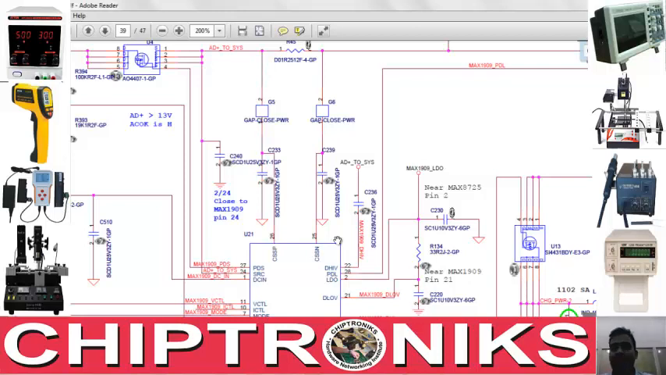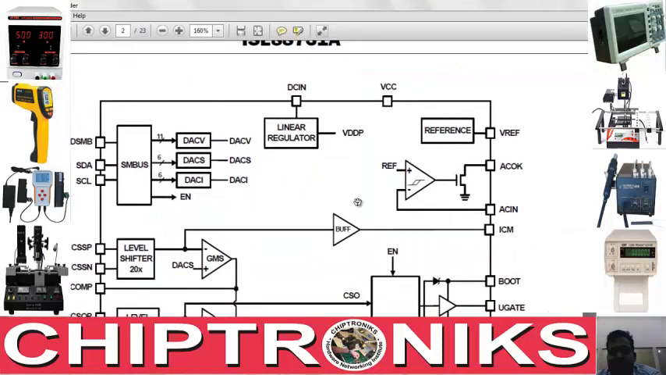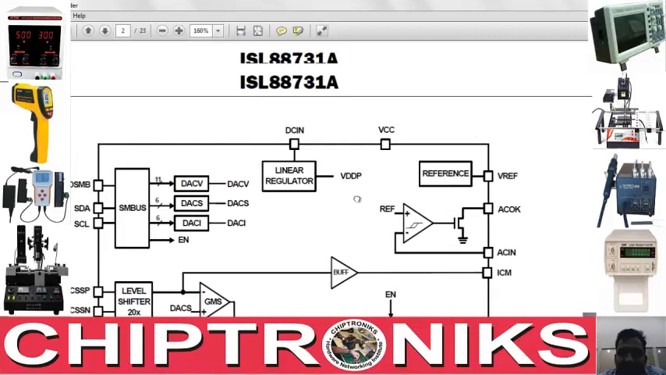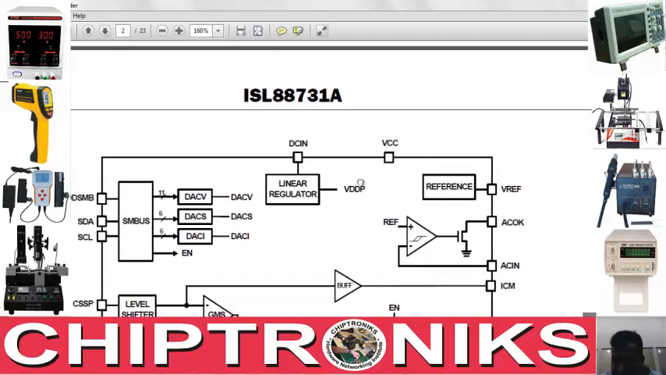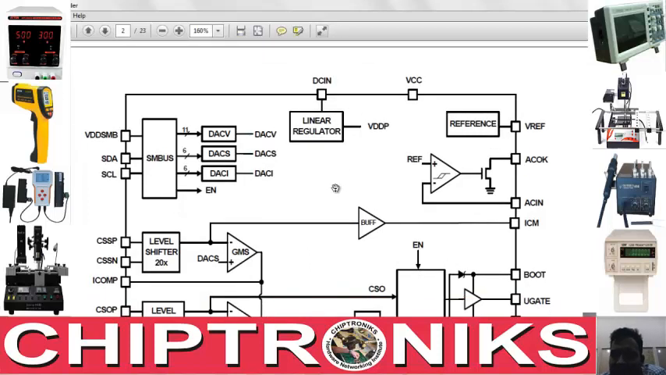So let's open the 88731 data sheet. Now we'll study the data sheet of ISL 88731A, which is present as a charger IC in Lenovo Y570 and 470. We are referring to two kinds of board. One is DV2000 and another is Lenovo Y570 or 470. So let's understand what are the similarities and what are the differences between these two charger ICs.